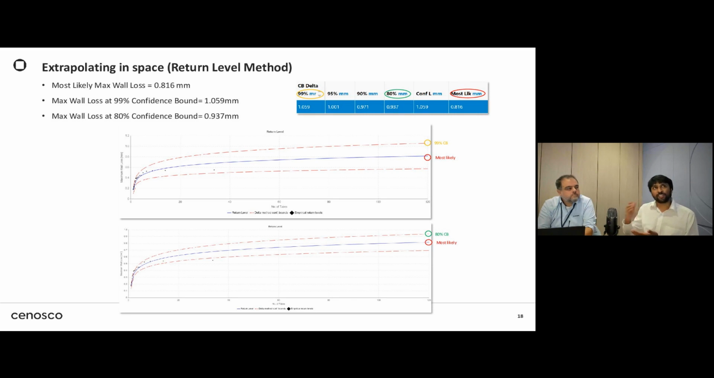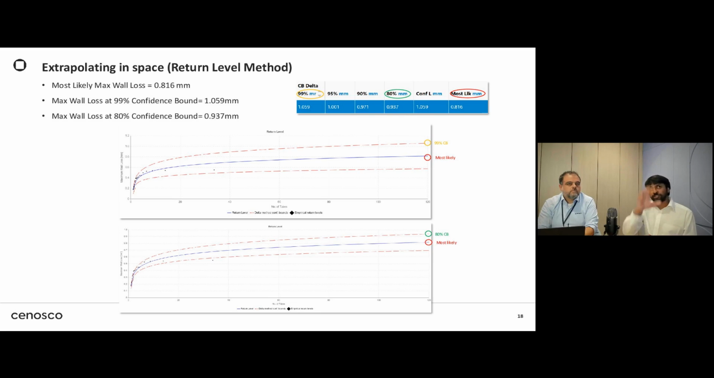However, different confidence bounds were applied. If you look at the small grid at the top, that highlights what your wall thickness results were for different confidence bounds. At 99% confidence bound, the maximum wall loss expected is about 1.059 millimeters. With about 80% confidence bound, the expected maximum wall loss is about 0.937 millimeters.